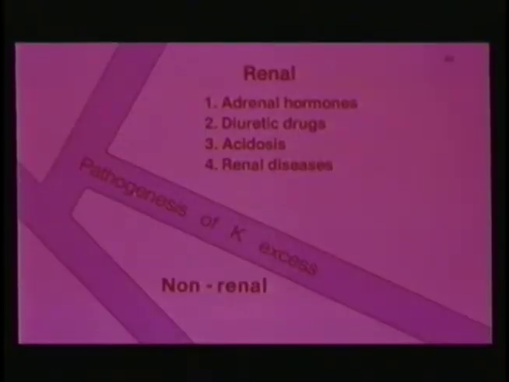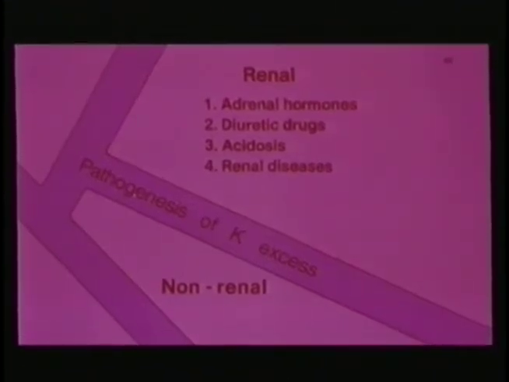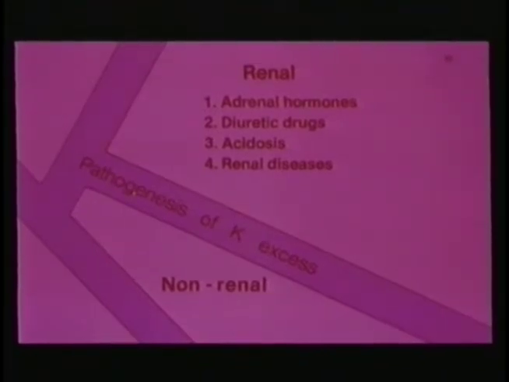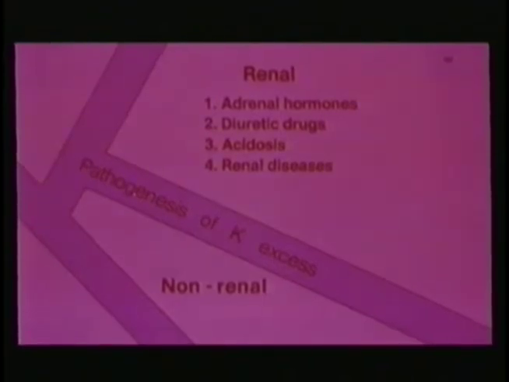The same 4 categories that were mentioned as causing excessive renal excretion can be used for convenience to subdivide the causes of abnormally low renal excretion: adrenal hormones, diuretic drugs, acidosis, and renal diseases. Non-renal causes of high potassium values will also be discussed.